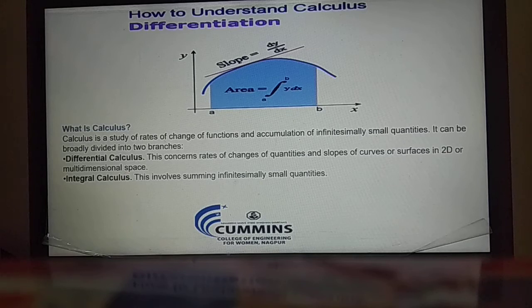Now differential calculus concerns the rate of change of quantities and the slope of a curve or surface in two-dimensional or multi-dimensional space. In two dimensions we use double integration, in three dimensions we use triple integration. In this way we can find the differential calculus. And the second branch is the integral calculus. This involves summing an infinite number of small quantities.